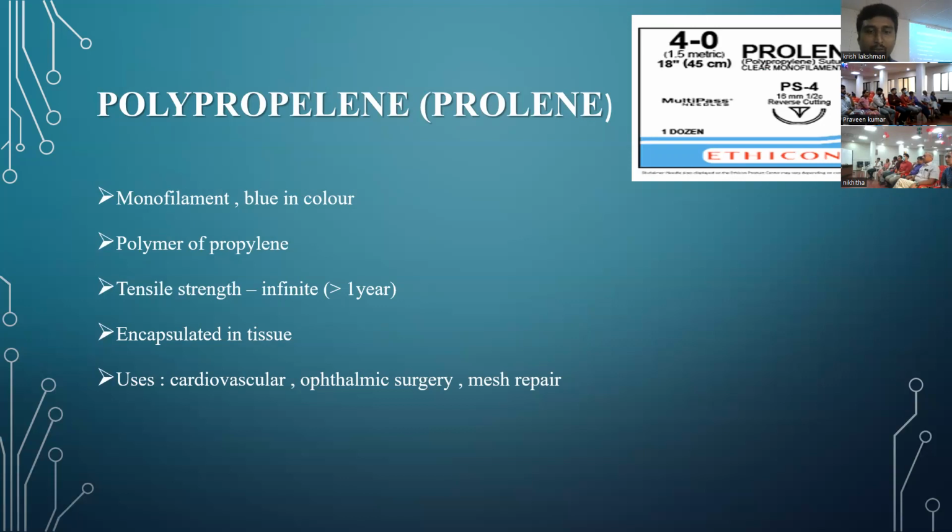Polypropylene. It is a monofilament and usually comes in blue in color. It is a polymer of propylene. Its tensile strength is infinite, that is, it is maximum, and it lasts greater than 1 year. It is encapsulated in the tissue, and normally it is used in cardiovascular, ophthalmic surgery, and mesh repair.